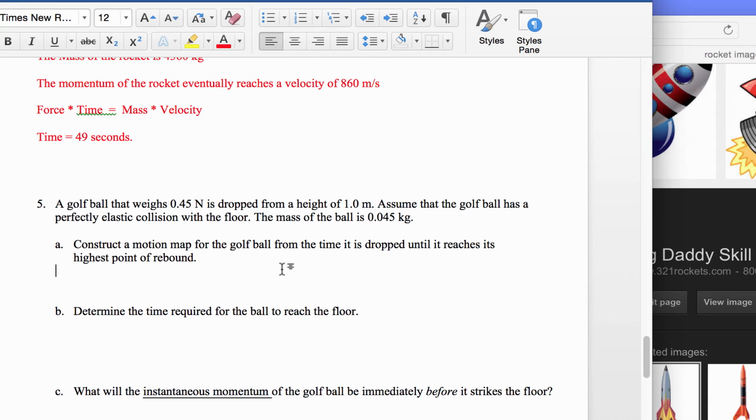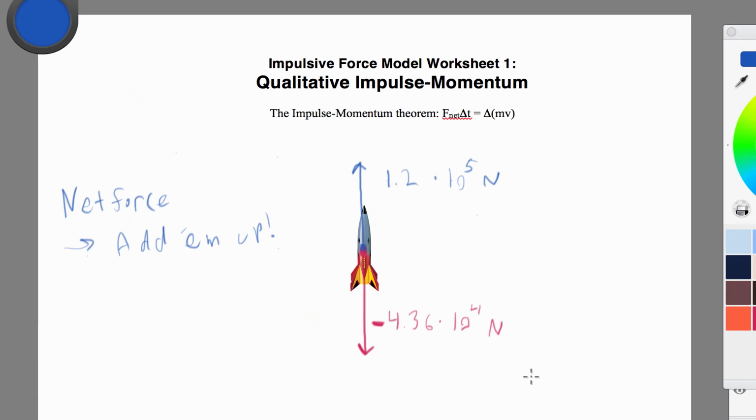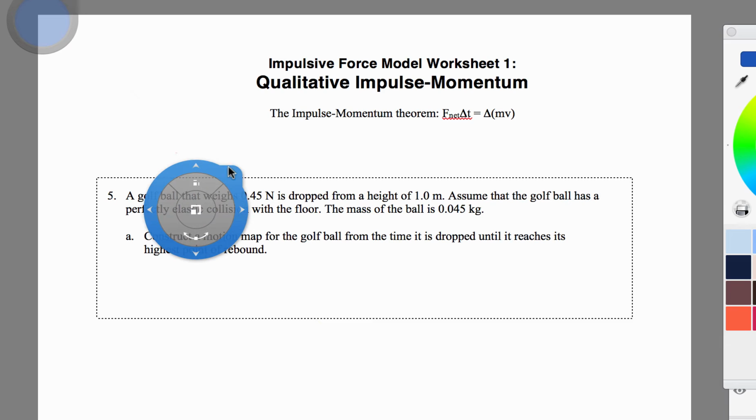Alright. A motion map. You don't have to do that. It's basically a graph. It's basically just showing that it goes up and down and up and down and up and down. Yeah, so if you really want me to do it, I will do this. We didn't spend a lot of time on motion maps, and I apologize for that. I should have just gotten rid of that problem.